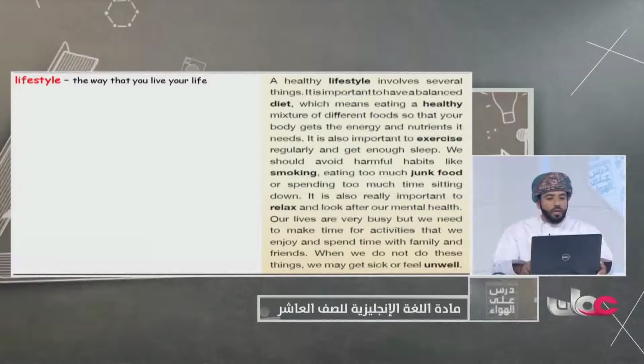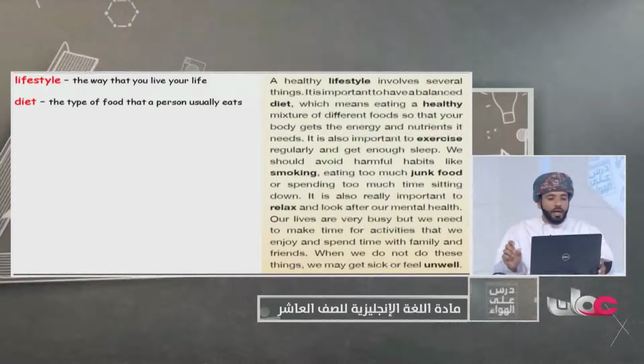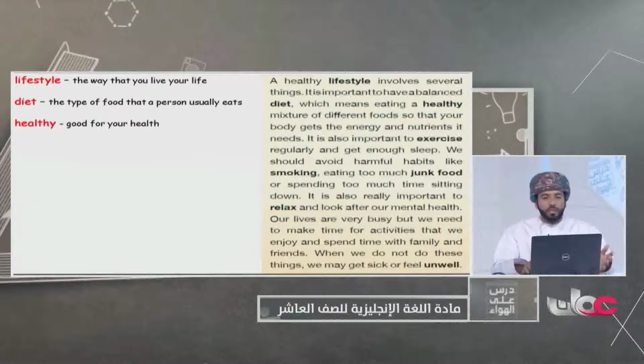Lifestyle means the way that you live your life. Do you do exercise? Do you eat healthy food or what? Then the second one, the diet. The diet means the type of food that a person usually eats. So some people have a special diet. So what is the food that they eat in this diet? Healthy, which is good for your health. It makes your body strong and healthy.